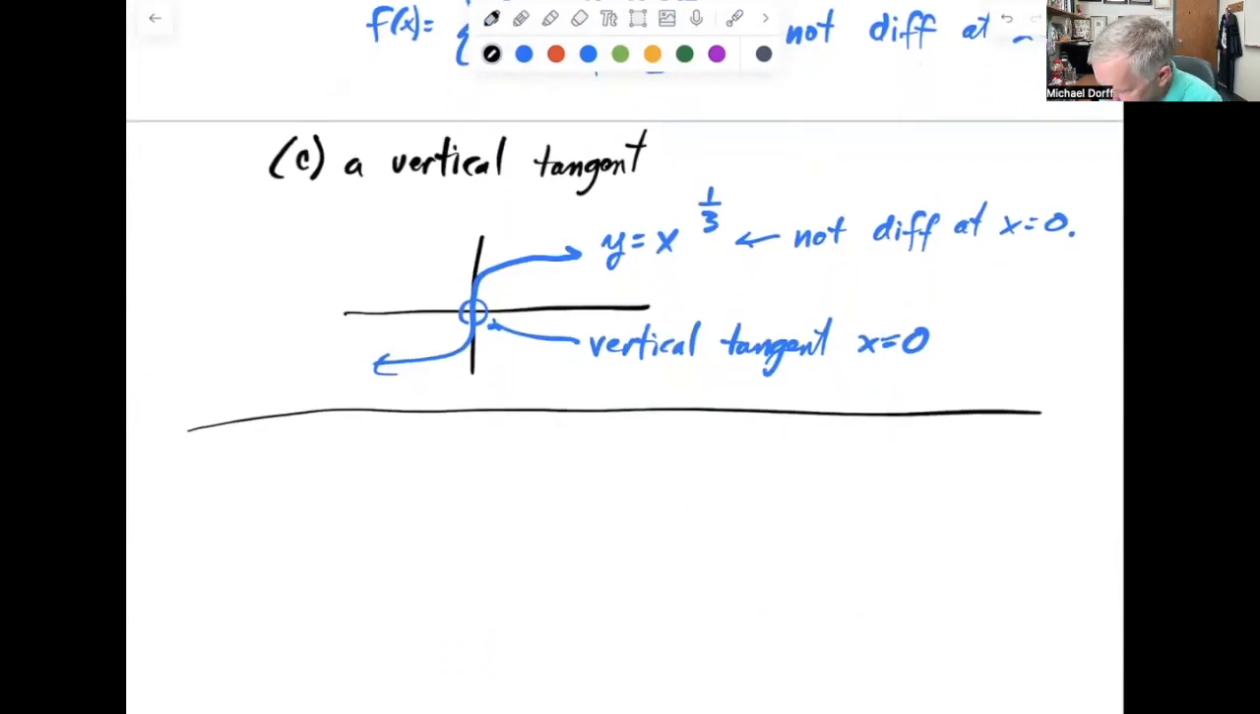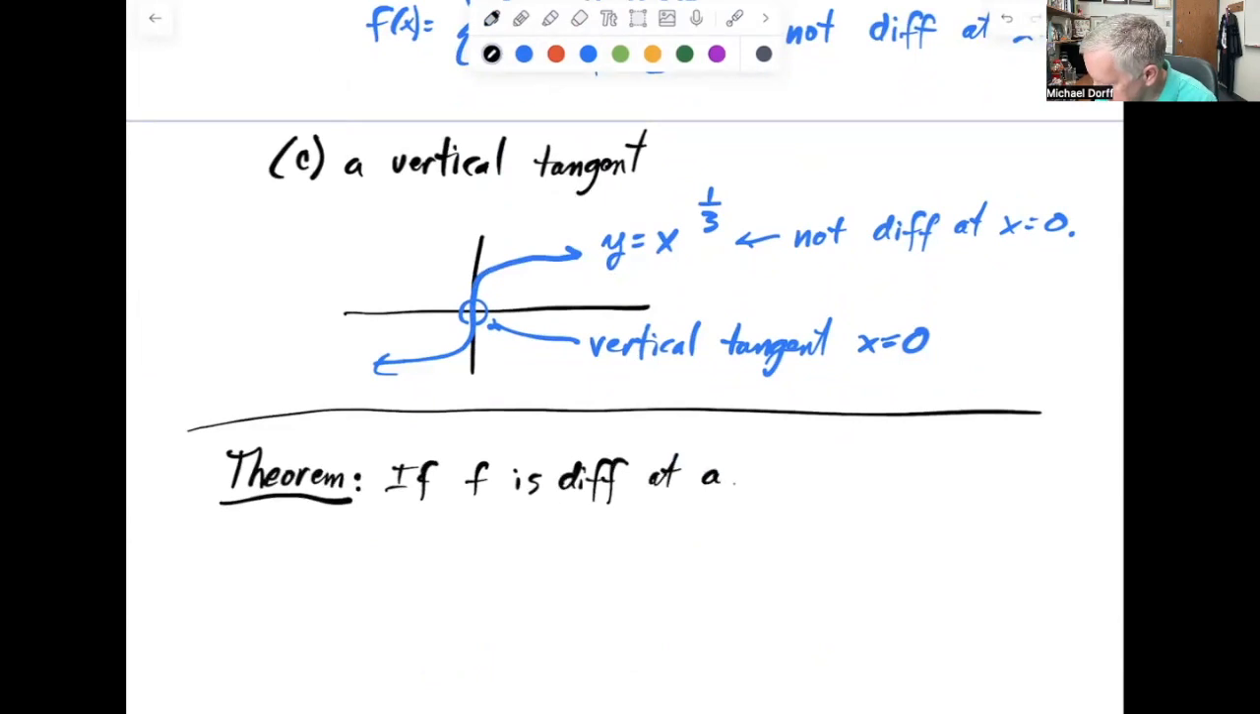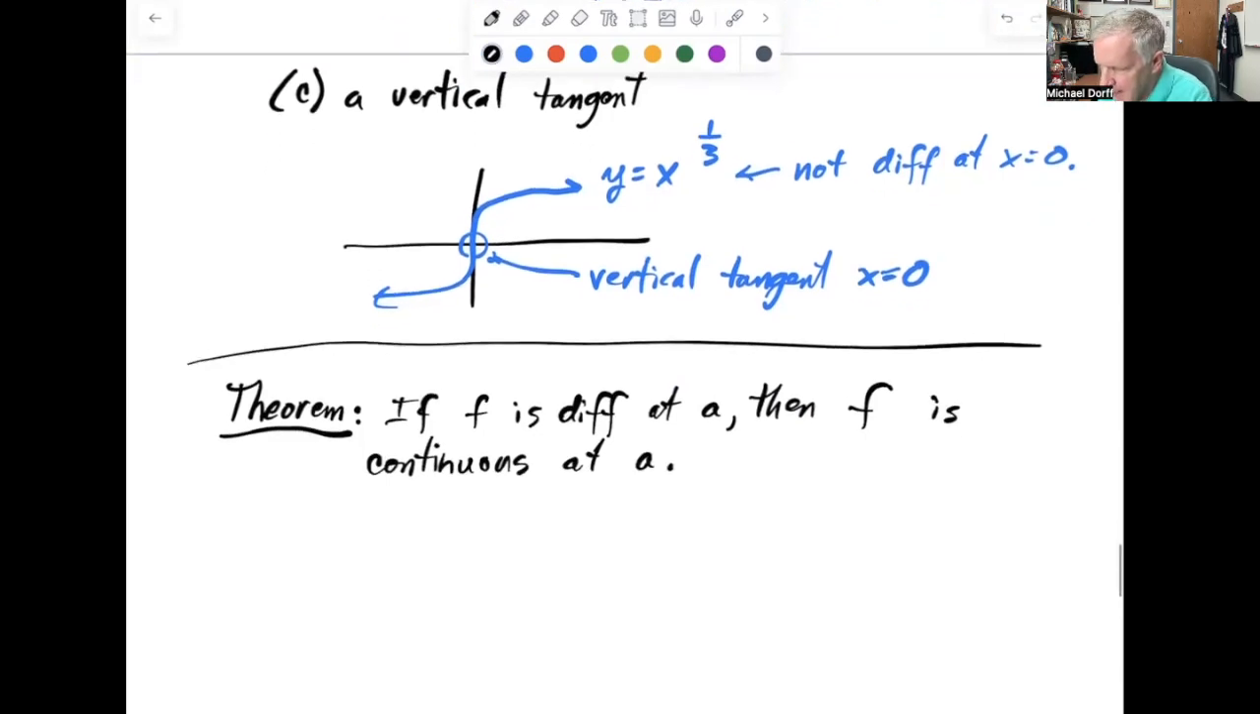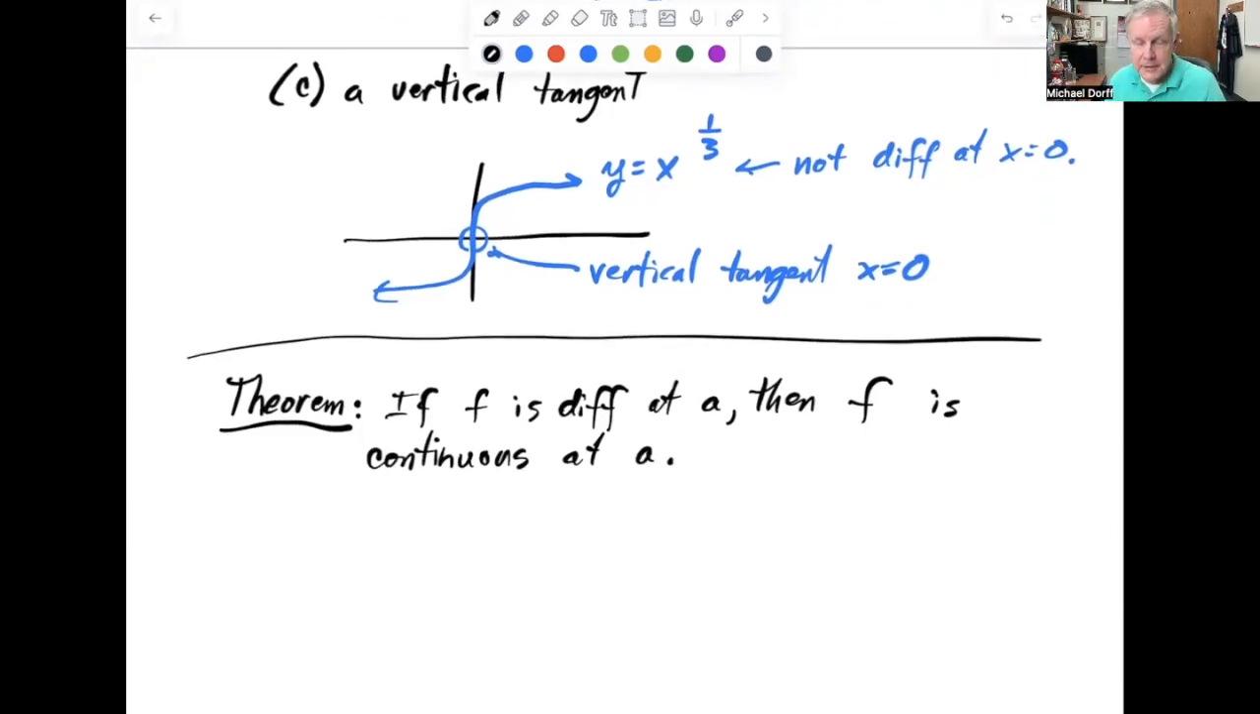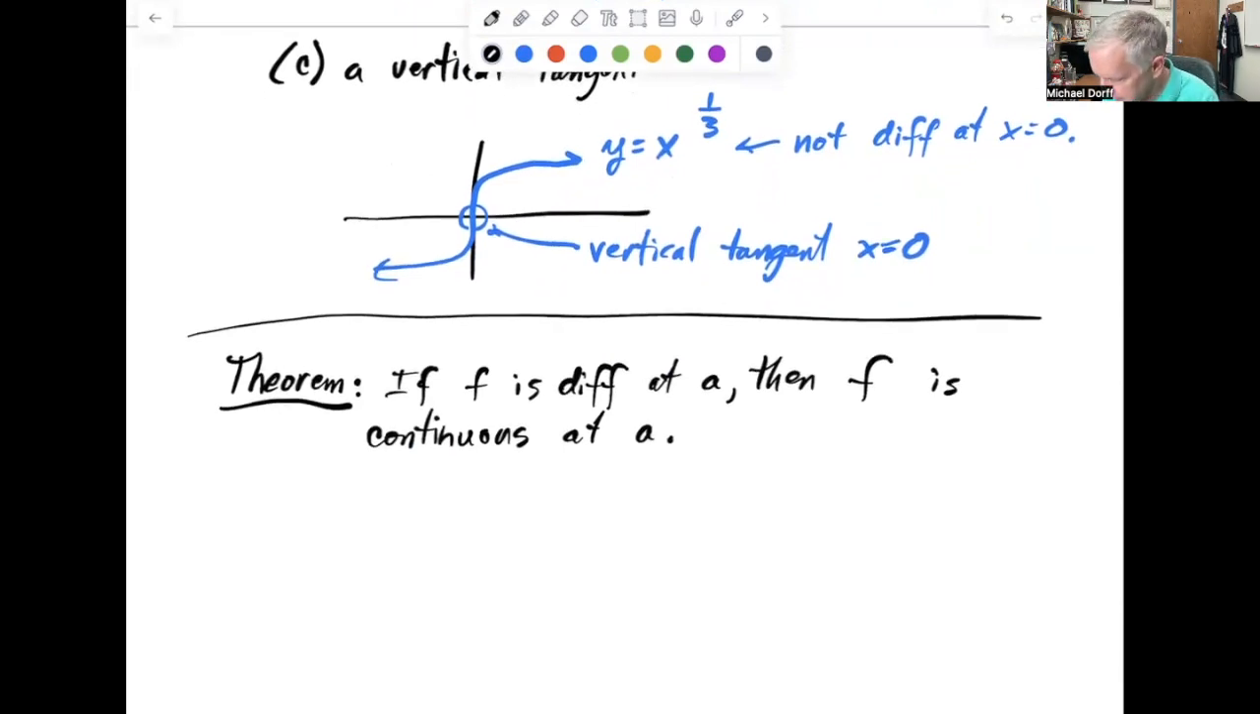Some results here, call these theorems. One important theorem is that if f is differentiable at the point A, then f is also continuous at A. I'm not going to prove this here in this discussion, but you can find it in the book and lots of other sources.